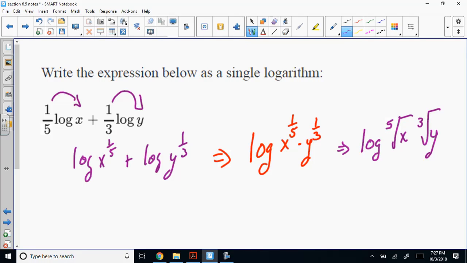Purple is probably where they're going to end up in your homework. I doubt they'll let you stop at the red. They may, but I very seriously doubt it. Anytime you have a fraction as a power, the denominator is the root, right? So if your denominator was a 2, that'd be a square root. These happen to be 5 and 3, so it's the 5th root of x and the 3rd root of y. So it's probably going to be like this.